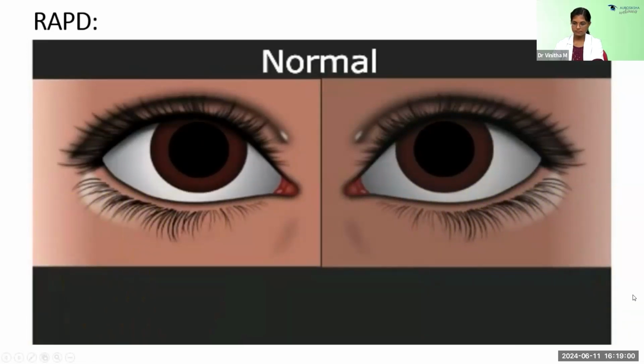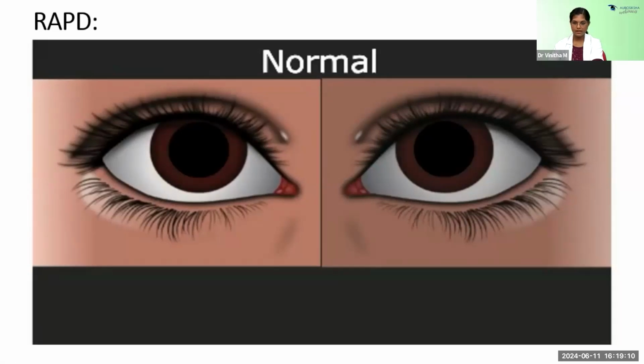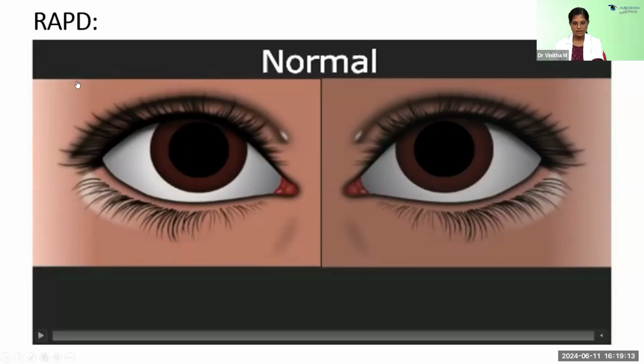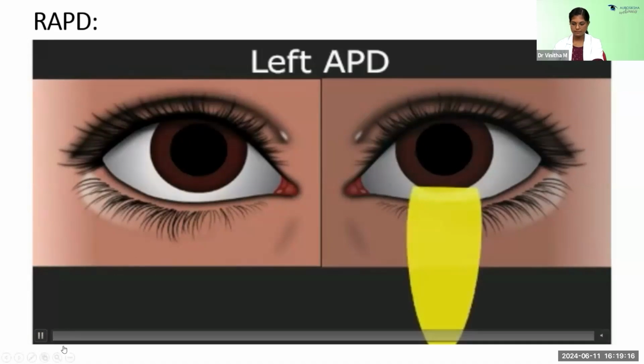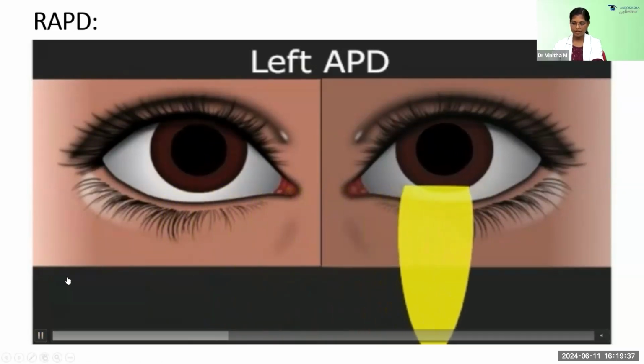RAPD, relative afferent pupillary defect. If there is damage to the optic nerve or a severe retinal disease, this occurs. That is, if there is damage to the optic nerve or a severe retinal disease, the stimulus does not reach the brain. So there is no constriction of the pupil, resulting in a paradoxical response. Here we can see that the right is normal, whereas the left is abnormal.